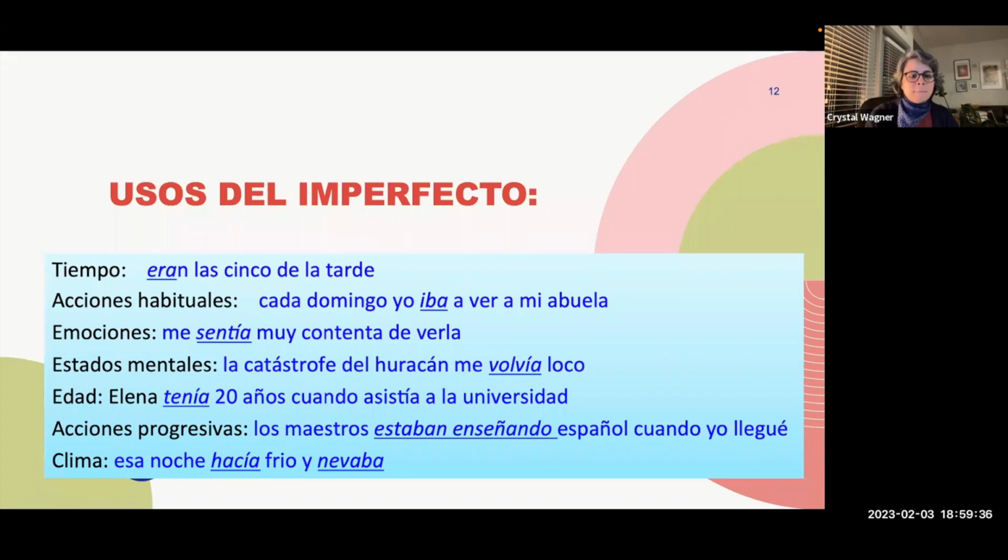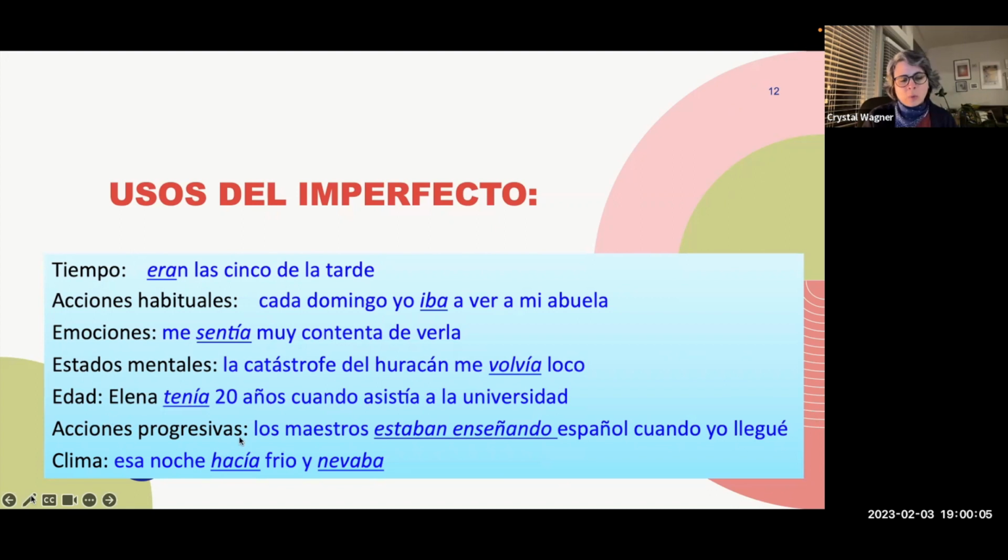Emociones. Me sentía muy contenta de verla. Estados mentales. So for emotions and mental states, we use the imperfect. And again, this would apply to what I have said is kind of like background, right? Descriptions. So in that sense, we use the imperfect. Age, edad. Elena tenía 20 años cuando asistía a la universidad.